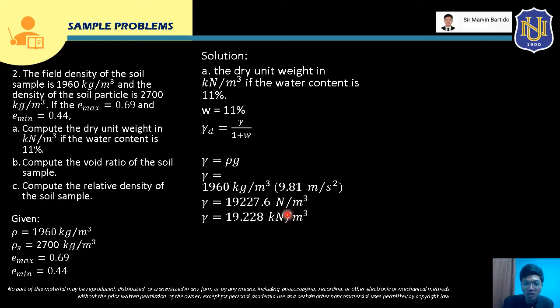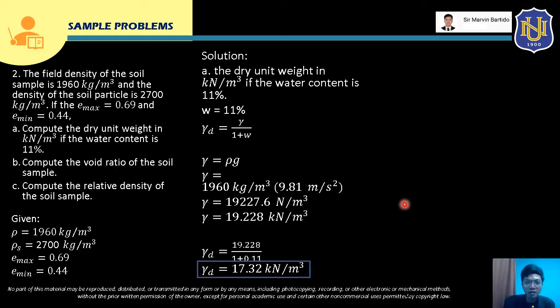So this is now the moist unit weight. So we can directly use this, class, dito sa formula natin, together with the water content to solve the gamma dry. So our moist unit weight here, class, is 19.228 over 1 plus water content, which is 0.11. So, try to input this in your calculator. So this is 17.32 kilonewton per meter cube. So this is now the gamma dry for letter A.